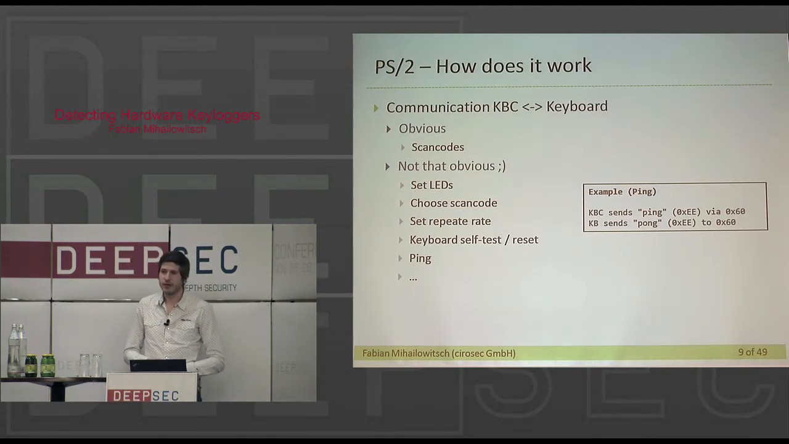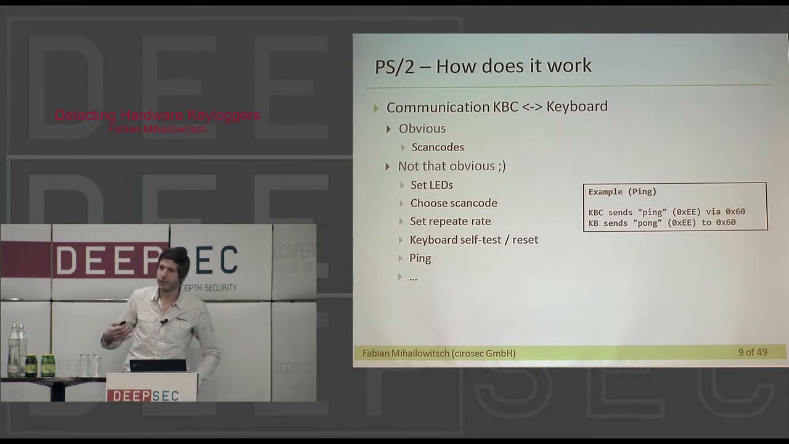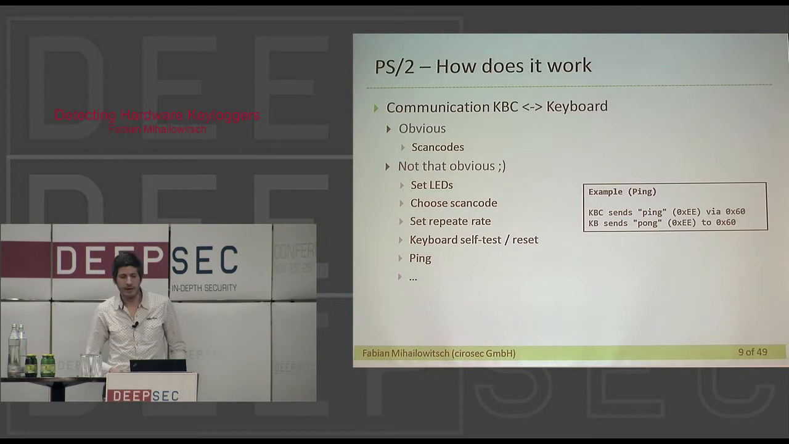Not that obvious is that there are plenty of other communication channels. For example, the computer via the KBC can set the repeat rate of the keyboard. It can tell the keyboard to do a reset or perform a self-test. It can basically ping the keyboard, which you can see here. You send EE to the keyboard, and it responds with EE. It's basically like a ping, and there are plenty of other functions.